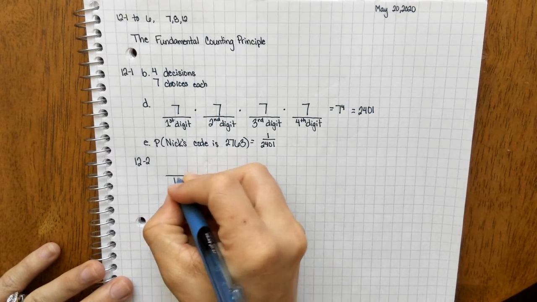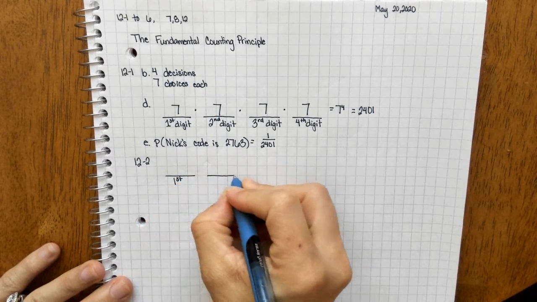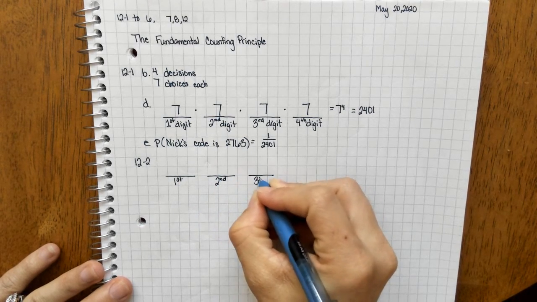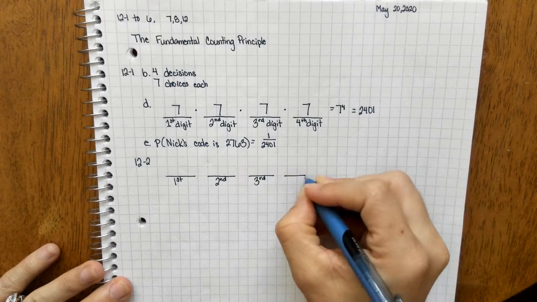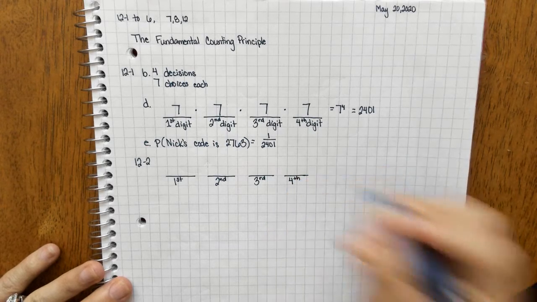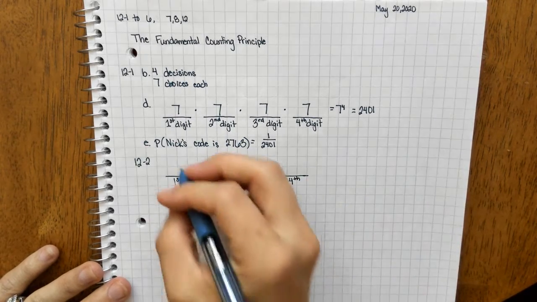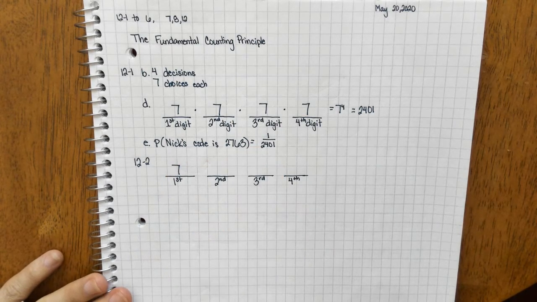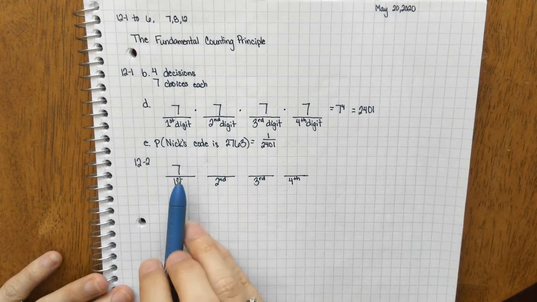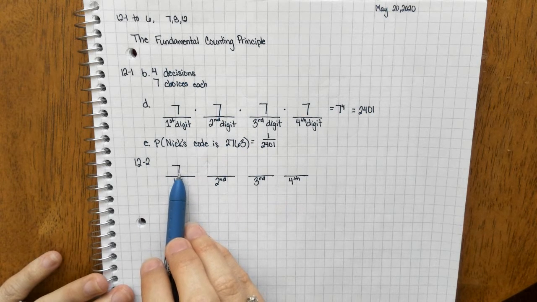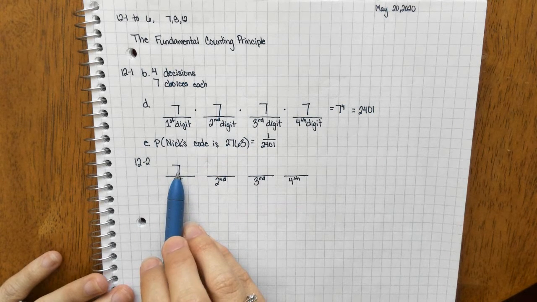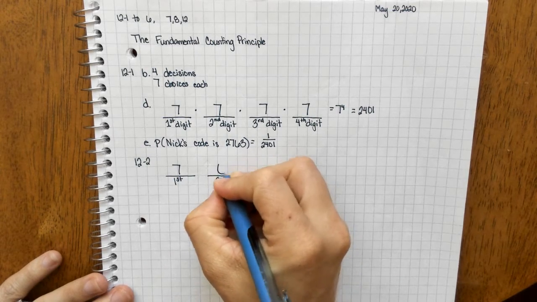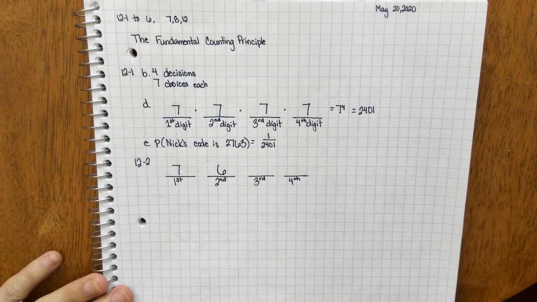So, first, second digit, third, and fourth digit. So for the first option, Nick still has 7 options for the first digit there. But he can't repeat it, so it doesn't matter what number he chose, he can't pick that number again. So now for his second digit, he only has 6 choices left.